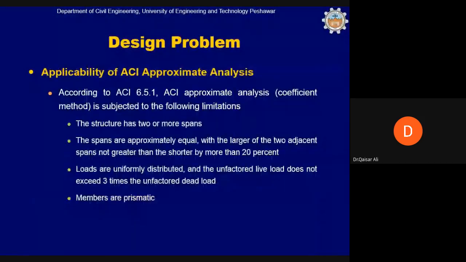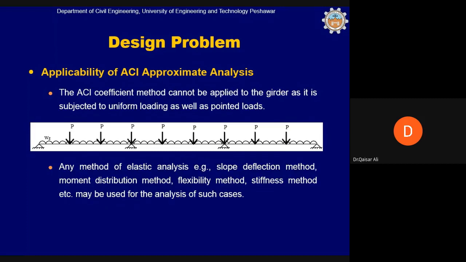According to ACI 6.5.1, ACI approximate analysis, which is the coefficient method, is subject to the following conditions. The structure has two or more spans, the spans are approximately equal, and loads are uniformly distributed. So in this case, loads are not uniformly distributed. There is a uniformly distributed load, but there are factored point loads as well. So we cannot use the ACI approximate equations for this. We have to analyze this. You can use any method of analysis that you learned in your analysis courses, stiffness, flexibility, anything.